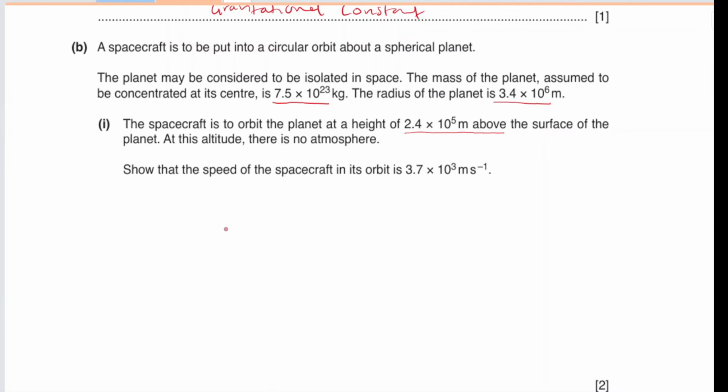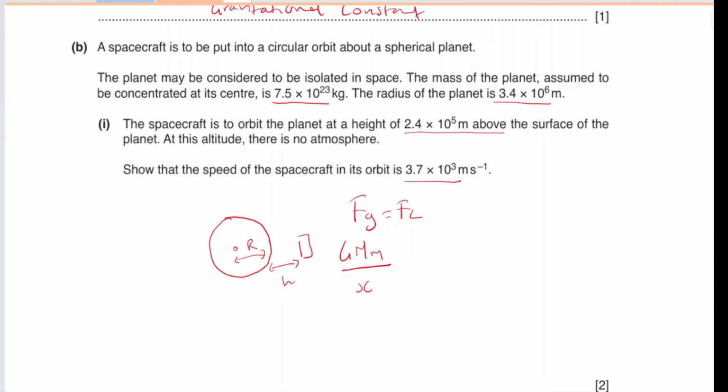So again, let's visualize this. You have a planet over here, and you have a spacecraft. You have the radius of the planet, which is 3.4 times 10 power 6. They say there's an additional height h of 2.4 times 10 power 5. You have to find the speed of this spacecraft, and you have to show that it's equal to this one. Again, because they said it's a circular orbit, we'll use F_T equals F_C, and we will write GMm over, I'll prefer to use x here because that's what they said in the question, equals, now for F_C we have two options.